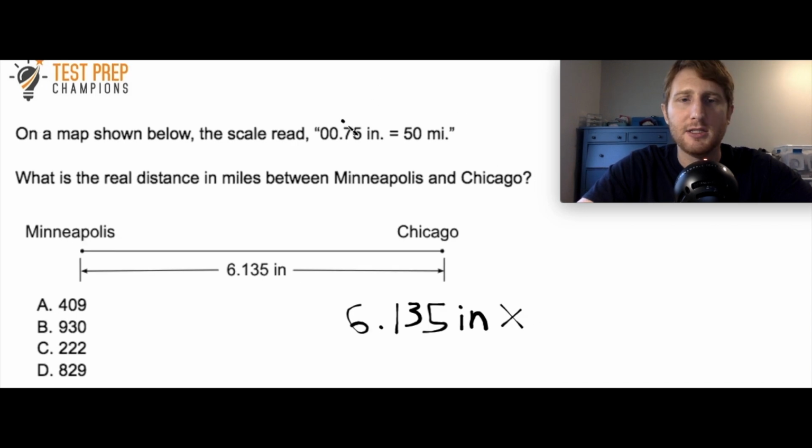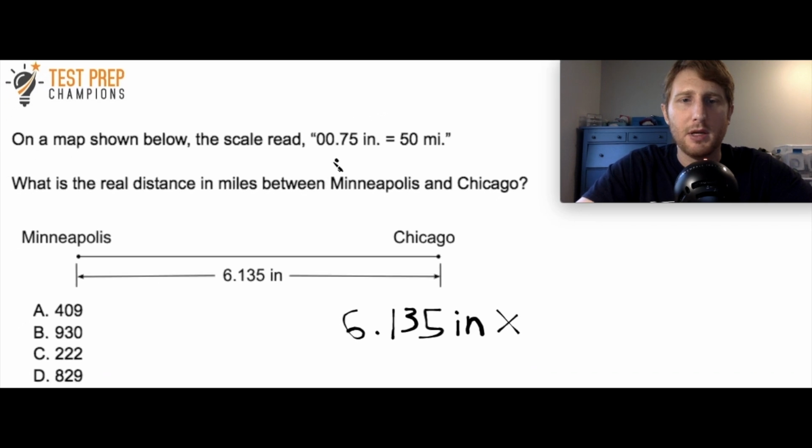And I'm going to take this information up here, and I'm going to turn this into a fraction. All right. And I'm going to set it up so that the 0.75 inches goes in the bottom of my fraction. And if you're wondering, how did I know to put the 0.75 down here? Well, whatever the units are of the first number, in this case, it's inches, I have to make sure that I put the number in the bottom of the fraction that also has inches.